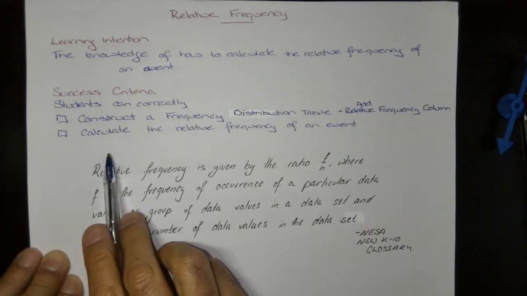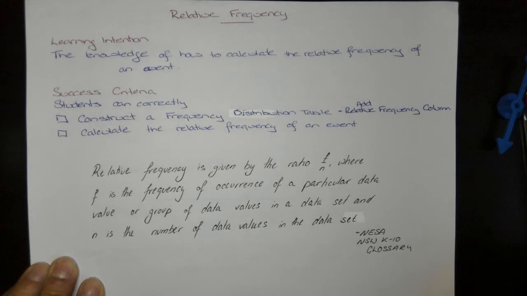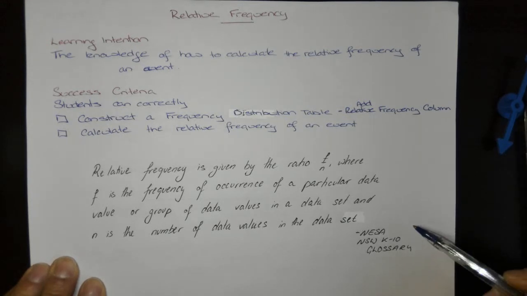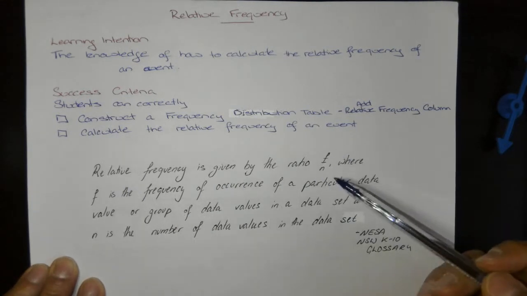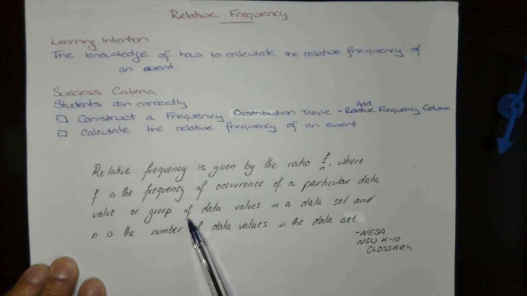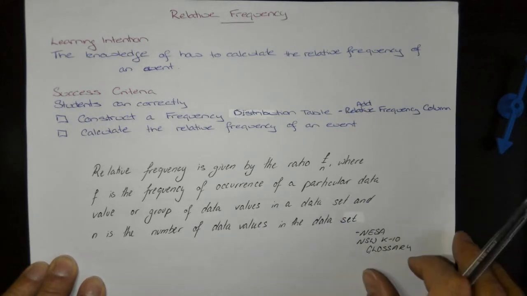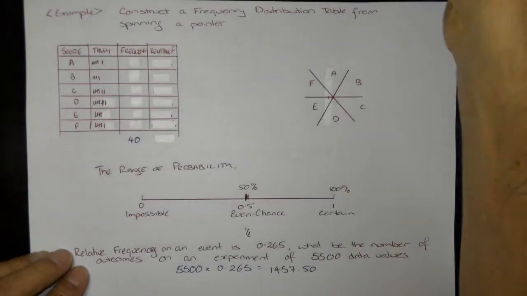And if we can correctly calculate the relative frequency of an event. So, according to the New South Wales mathematics syllabus from K to 10, in their glossary it says the relative frequency is given by the ratio f over n, where f is the frequency of an occurrence of a particular data value or group of data values in a data set, and n is the number of data values in that data set.